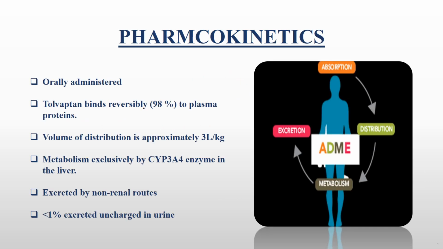Let's discuss the pharmacology of tolvaptan. The pharmacokinetics include its absorption, distribution, metabolism and excretion. As mentioned before, it's orally administered. It binds reversibly to plasma protein at 98% and its volume of distribution is 3 L per kilogram of drug. The biotransformation or metabolism is done by the CYP3A4 enzyme in the liver, and then it is excreted mostly by non-renal routes or fecally, and less than 1% of the drug is excreted unchanged in urine.